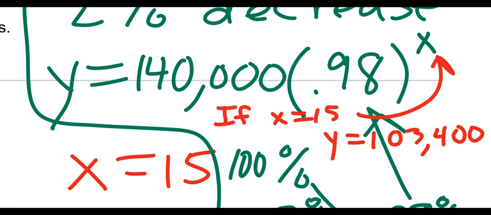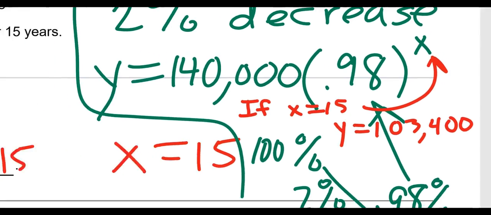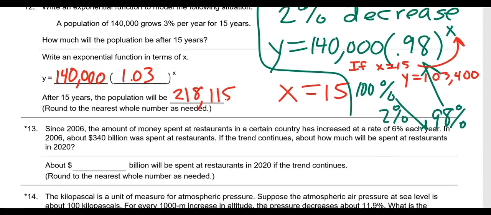Good. In fact, buy a couple. That way you have like a backup. Okay?